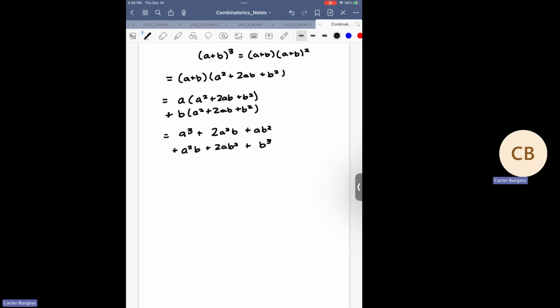Okay, we've got this a squared. So we've got the ab squared and the 2ab squared. So we've got this, and we've got this. Those can certainly be combined. And we've got exactly the 2a squared b and the a squared b here.